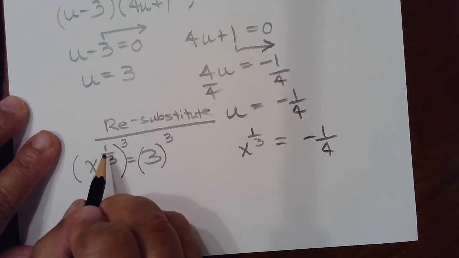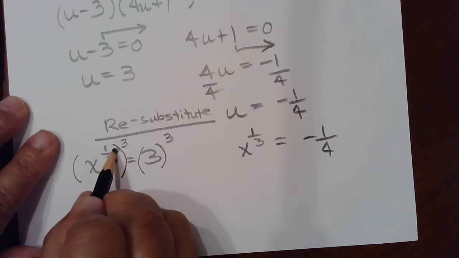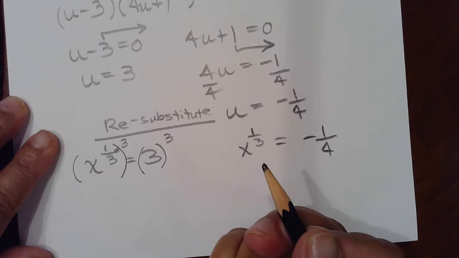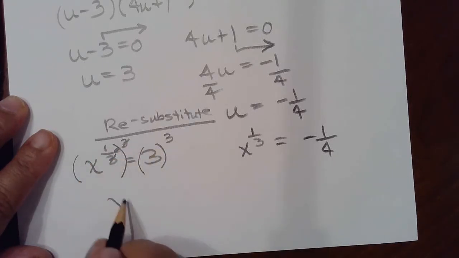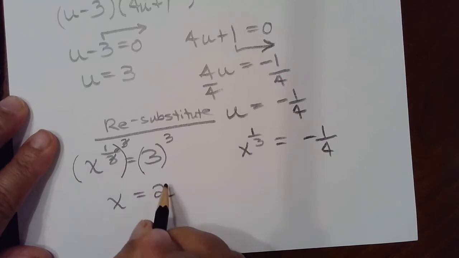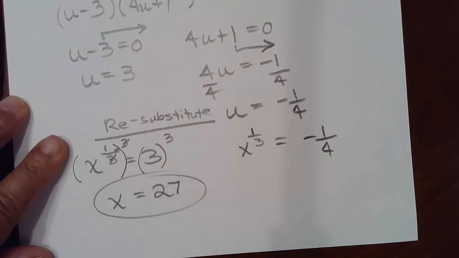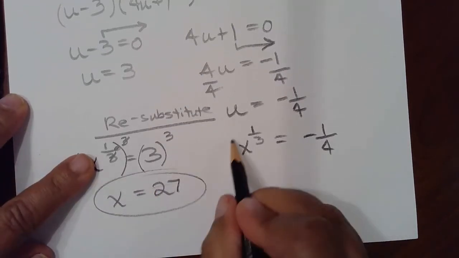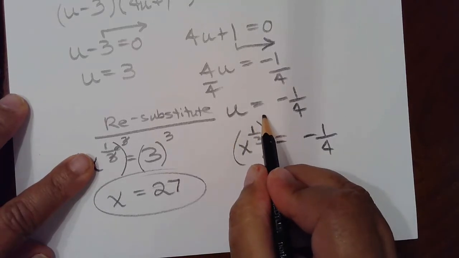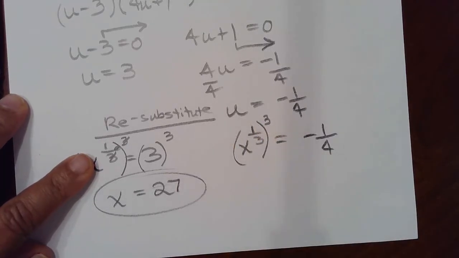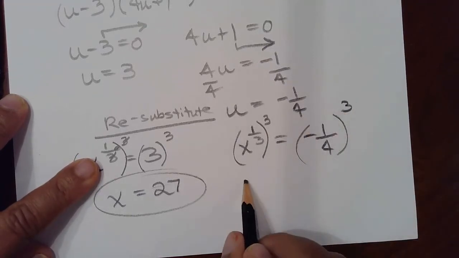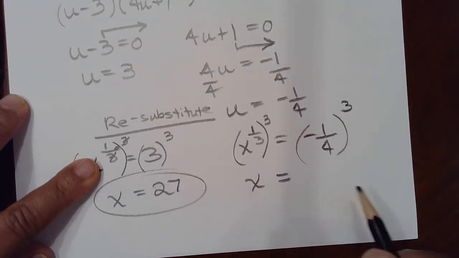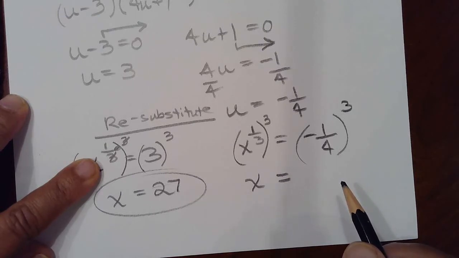So when you raise one power to another, you really multiply the powers. That's the power to a power rule. So this ends up canceling out, and you have x to the first degree is equal to 27. So that's one of your answers. Likewise over here, you can just get rid of this fractional power like that. Don't forget to do the same thing over here. So this will be equal to x to the first degree.